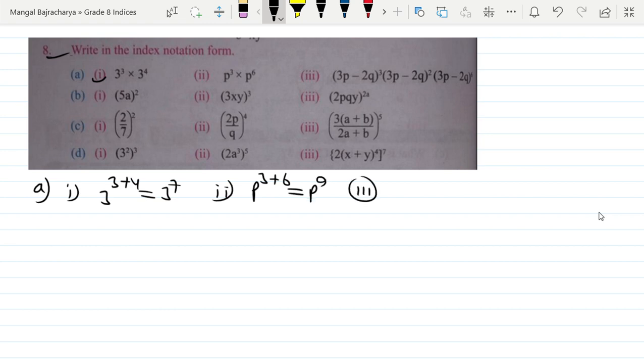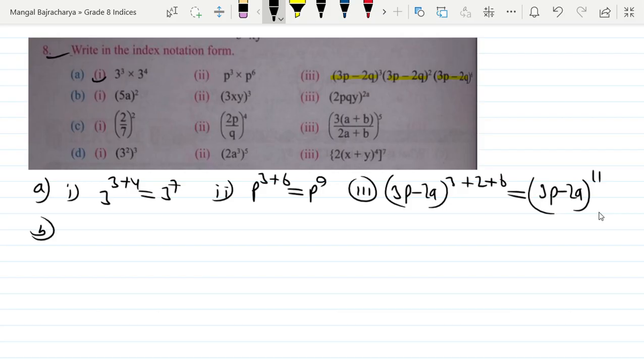And in the third number, same base you can see, 3p minus 2q. So their powers will get added: 3p minus 2q whole power 3 plus 2 plus 6. So you get 3p minus 2q whole power 11. So A number is done.